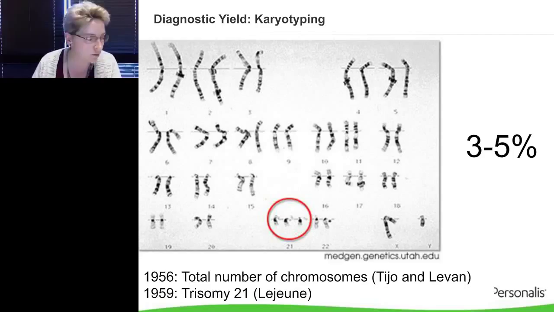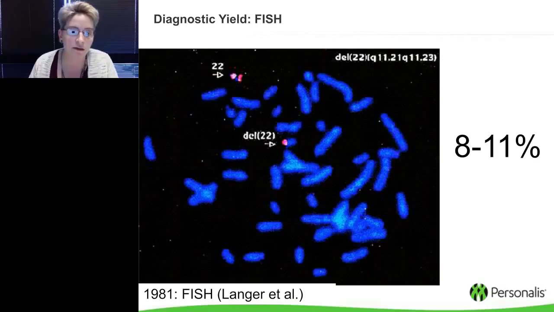And for many, many years, karyotyping was the first line genomic test that was performed on individuals that presented with generalized developmental delay. And in general, the diagnostic yield on this test is roughly 3 to 5%. Now, as technology improves and becomes more precise, we can see a moderate increase in that diagnostic yield.